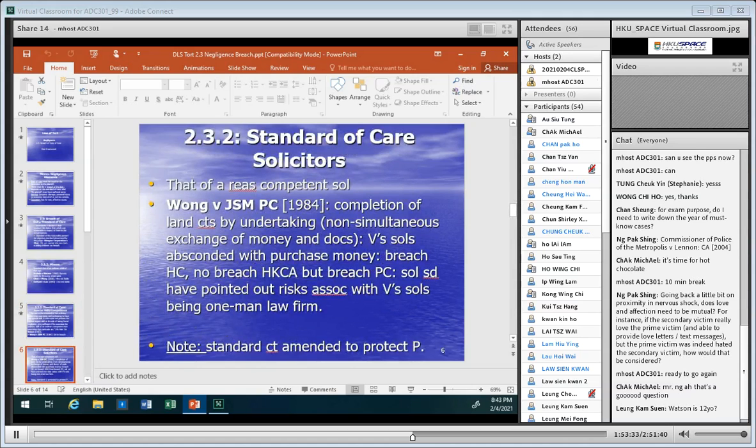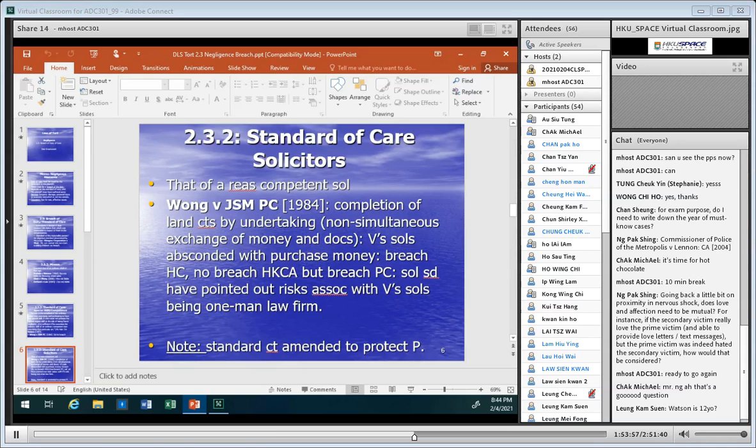Okay, let's have a look at Wong and JSM, because this is an interesting one. It's on page 52 of your notes, but your course manual is a little bit lacking on this case. I'll explain why. So in Edward Wong and JSM, Johnston Stokes and Masters, one of the premier law firms in Hong Kong, or at least it was. So there's a young solicitor involved, a young lady. She'd been qualified about 2 years, I think.